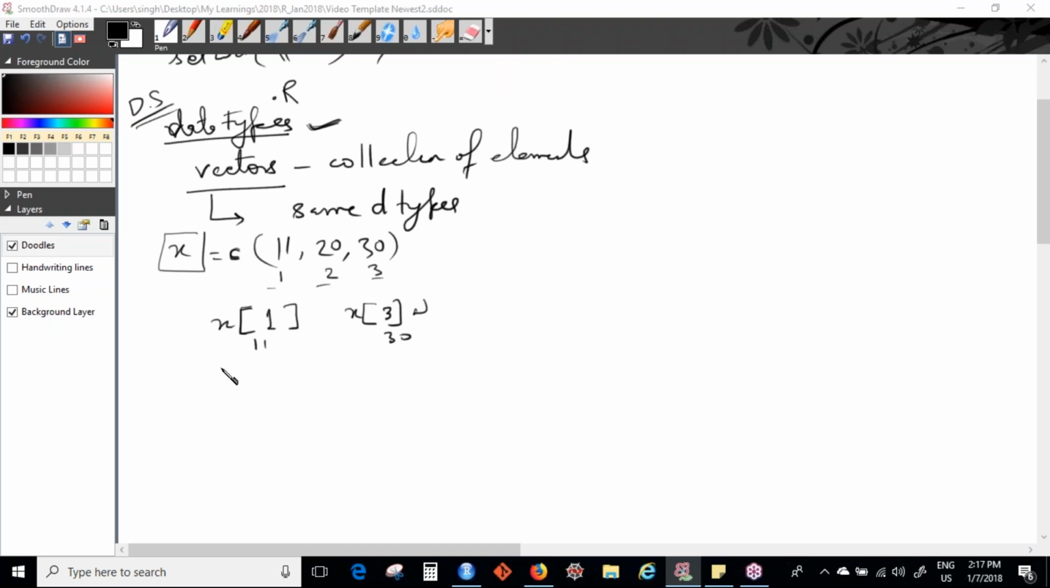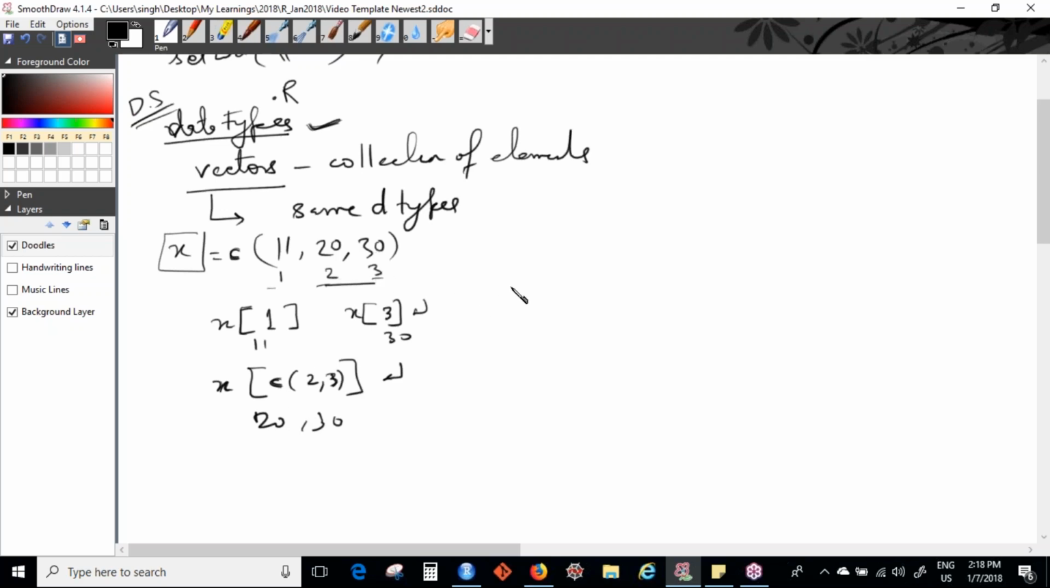You can also use x of c, if you want to retrieve, let's say, both 2 and 3, then you can use c of 2 comma 3. See why we are using c here? Because whenever you use multiple elements or multiple indexes, you will have to use the combine operator, because you are using more than one. If it is only one, you can directly use it, but if it is more than one, you'll have to use the combine operator. So x of c(2, 3) will give you 20 and 30, because 20 is at index 2, 30 is at index 3.